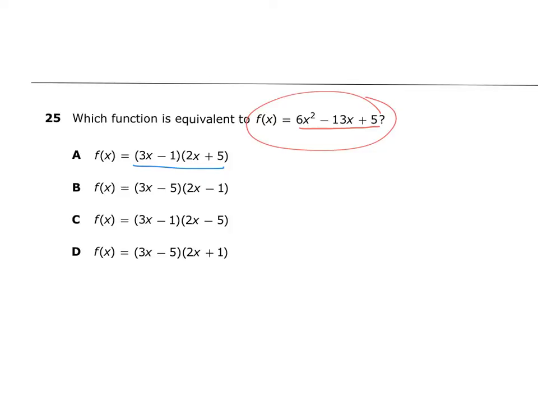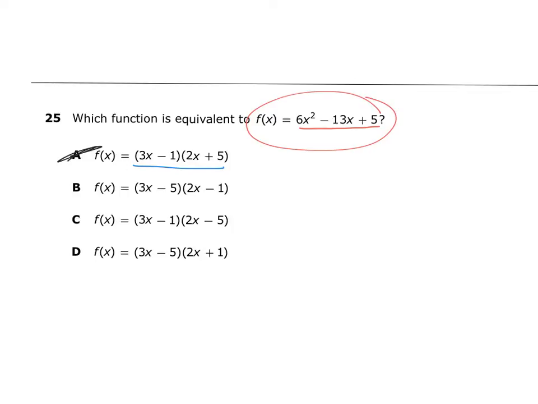That is definitely not the same graph. So we are going to eliminate A. I'm going to go back into my y equals now, and I'm going to change that equation to 3x minus 5. No need to clear it out, just change the numbers. 2x minus 1.